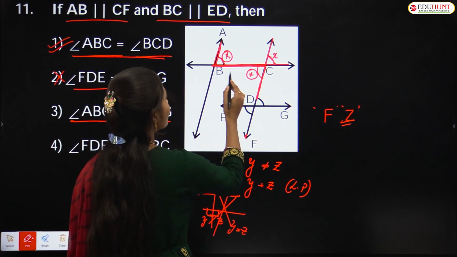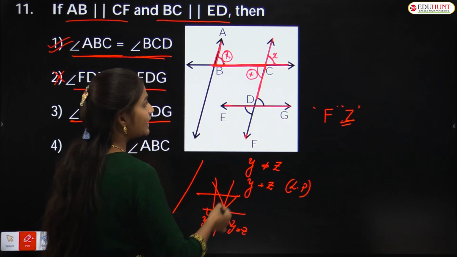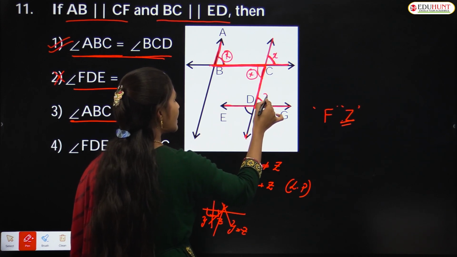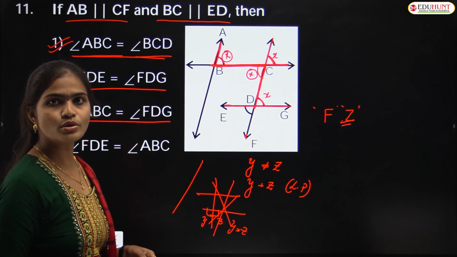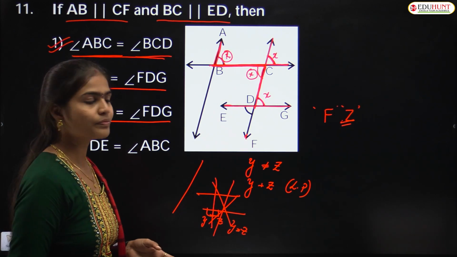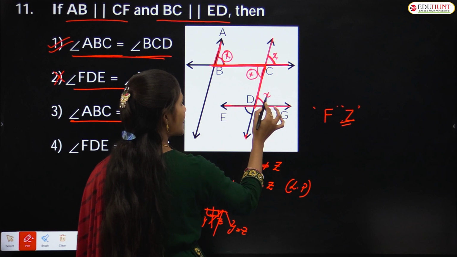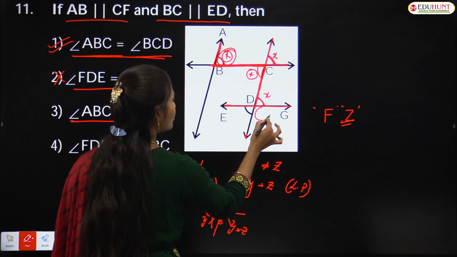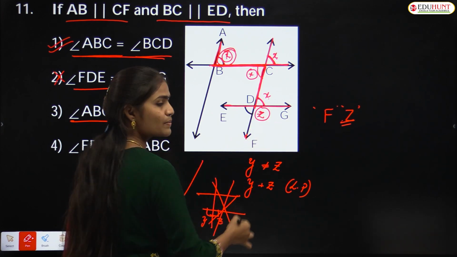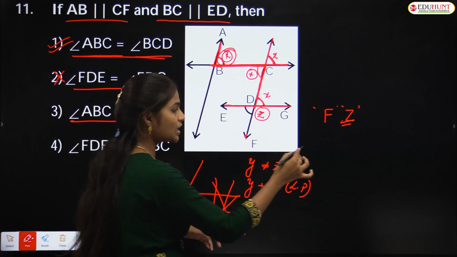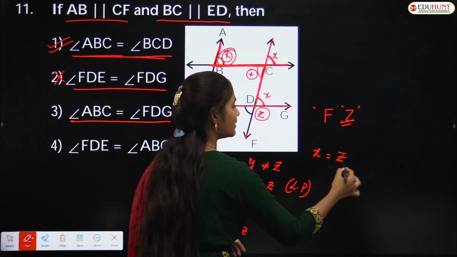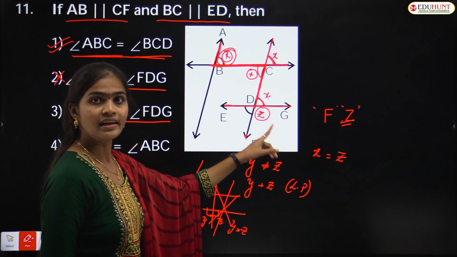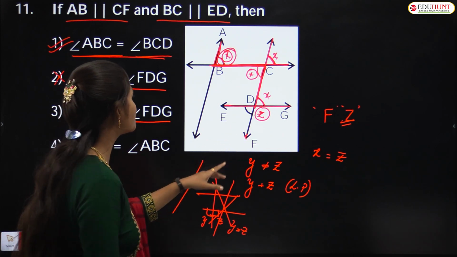Clear? Next, when you observe that BC is parallel to ED, and here CD is a transversal, then we can say that these two angles are equal. Why? Because those two are corresponding angles. That's why we can say that these two angles are equal. But what they are asking is that here an angle and here an angle are equal. Previously we took this one as Z. According to that option, they are saying that x is equal to z. It is possible, it is correct or not, here we have to observe.